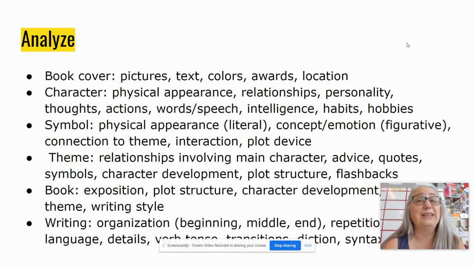Well, we do a lot of analysis in here. So when I tell you I want you to analyze something, these are some examples of things I'm going to ask you to analyze, where you're taking that whole and you're breaking it apart.